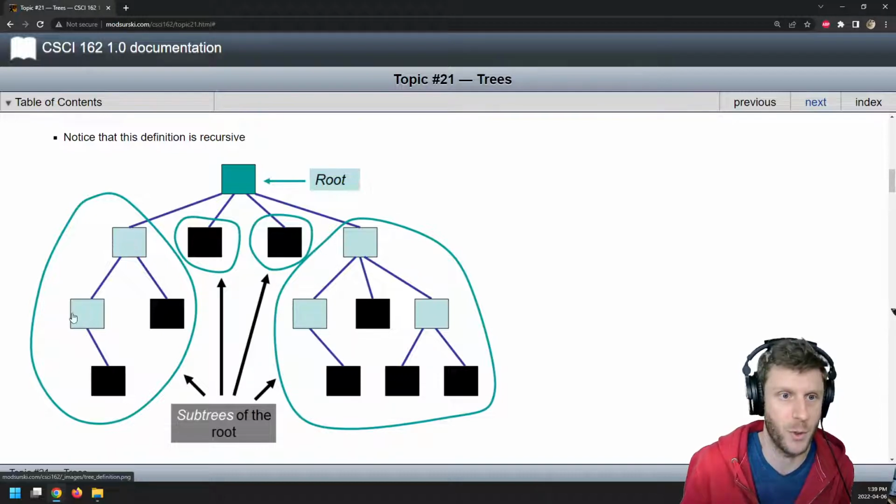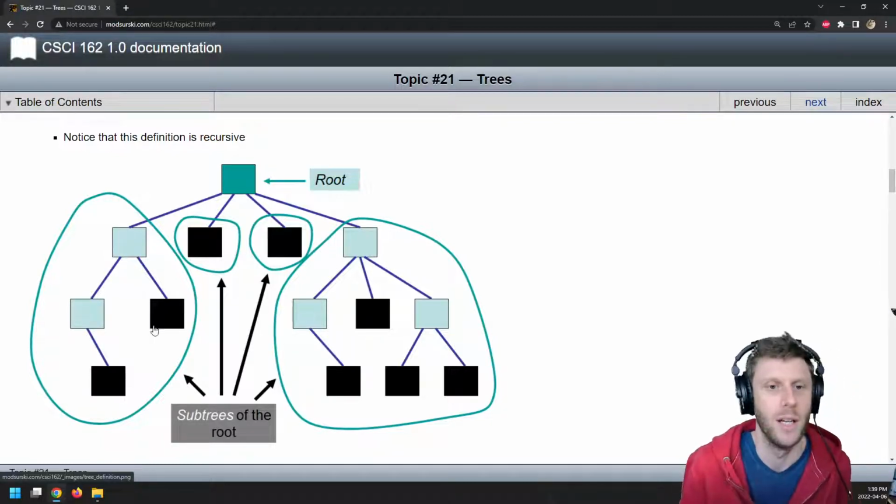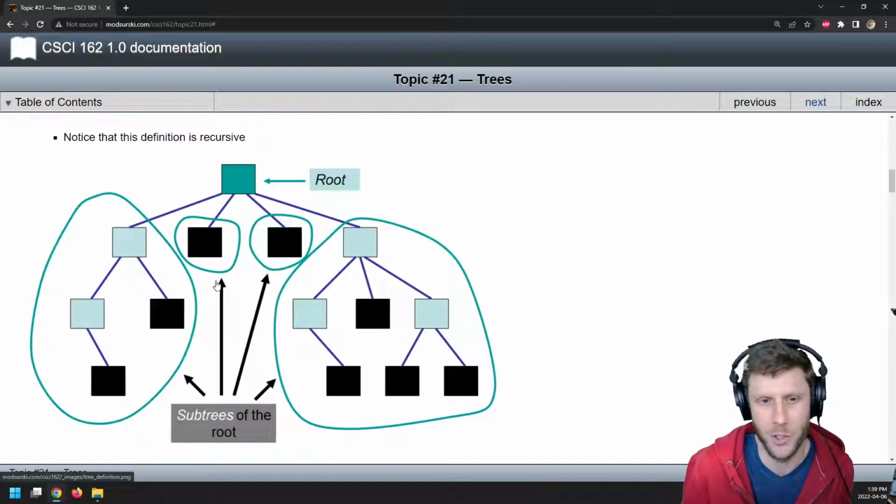And below this subtree is a subtree. And below this subtree is a subtree. I mean, a tree of size 1, if it's just one element, is a subtree. But these are all subtrees.